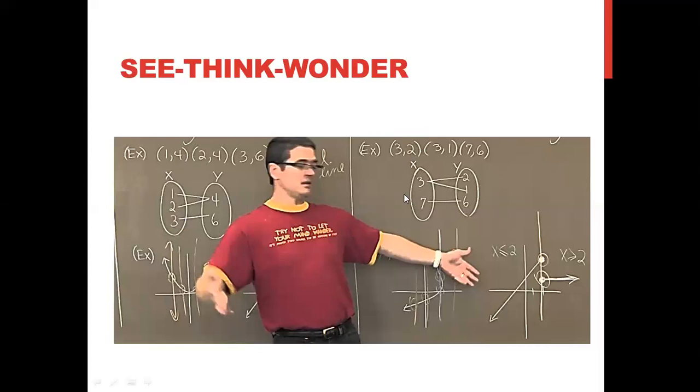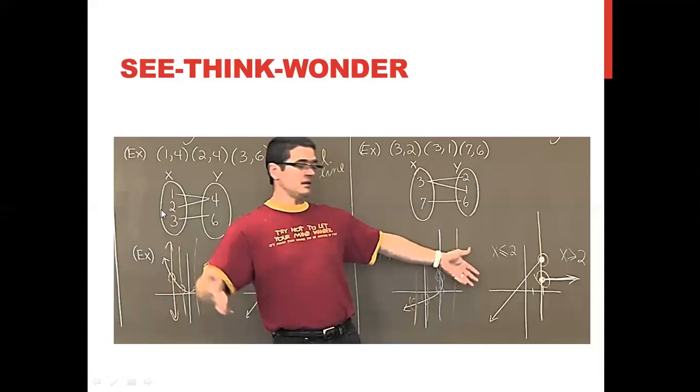But this one is not a function. This is a relation between two sets. Number 3 is paired with number 2, and at the same time it's paired with number 1. Therefore, this is not a function. This is a normal relation.